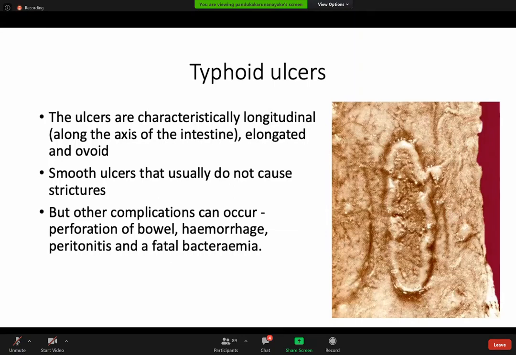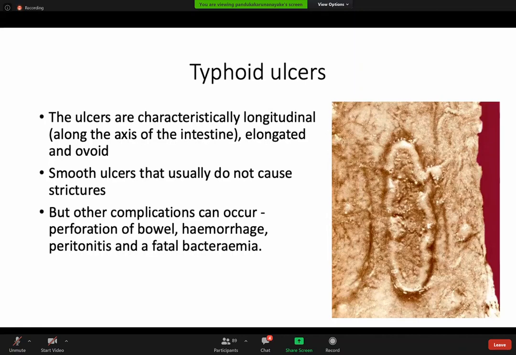This is opposed to TB, where TB can also cause intestinal ulcers, but they are usually circumferential ulcers, transverse to the long axis of the intestine, and they are not smooth ulcers. They can cause strictures. Typhoid ulcers usually don't cause strictures, and they are elongated and along the axis of the intestine. So if you see a macroscopic specimen, or if you ever do a postmortem on one of these patients, this is what you will see.